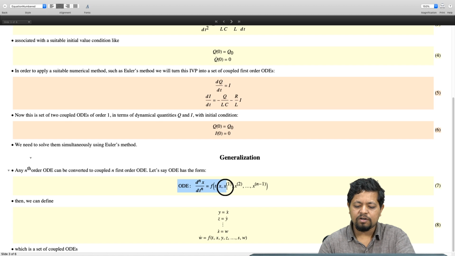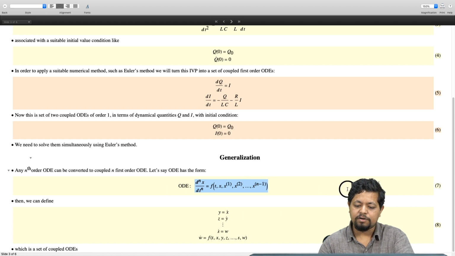Let us consider a general nth order ODE. For example, the nth order ODE d^n x by dt^n is given by f, which is a function of time, x, x dot, x double dot, and so on, up to x to the power n minus 1, which means the n minus 1th derivative of x with respect to time. So in general, my nth derivative can be written as a function of all the lower derivatives and the time. Therefore, most generally I am to deal with such a differential equation when I am talking about ordinary differential equations.